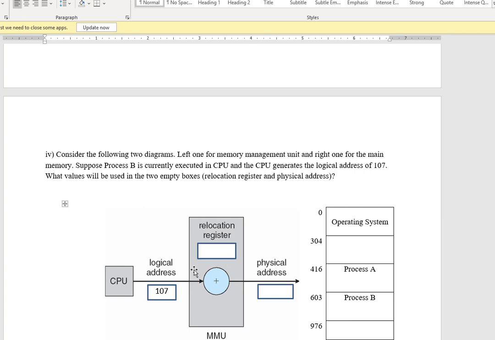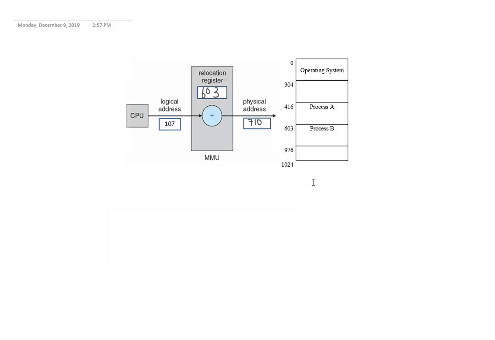So 107 is the logical address. The relocation register, because we have process B, should contain the value of 603, and the physical address will be 603 plus 107. So 603 plus 107 is 710, that will be the address.